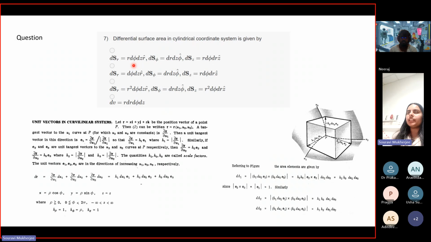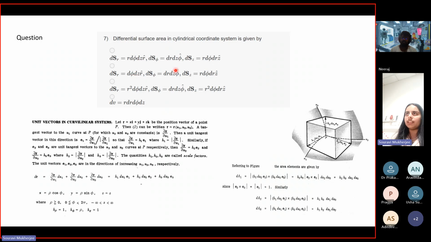So if you put in these relations, ds r should be equal to rho, which is h phi, times h z, which is 1. So that means r should be there. And then you have du2, du3. What is du2? This is nothing but d phi. What is du3? That is nothing but dz. Okay, this is how it should look. So this already tells us your answer should be this because others are not matching. Oh, is this matching? Yeah, this is also matching.